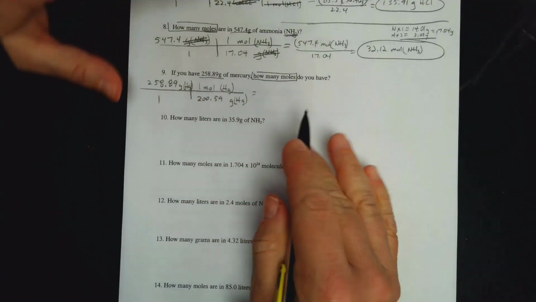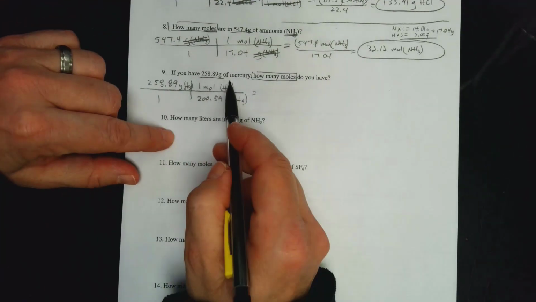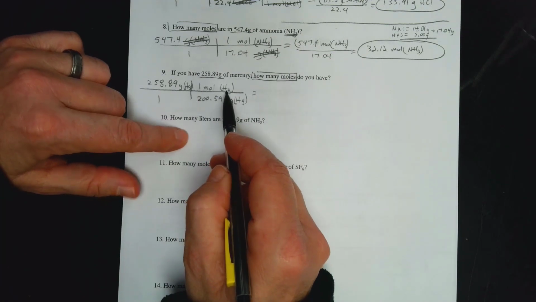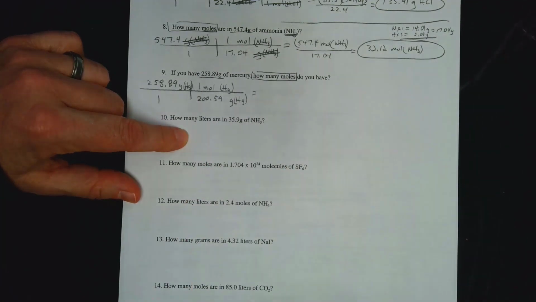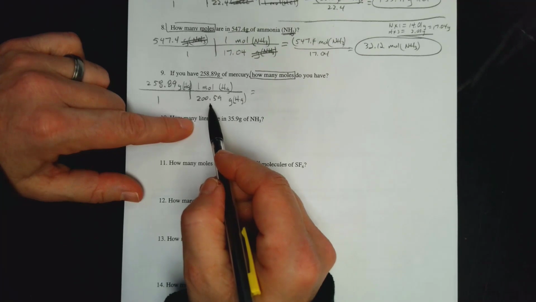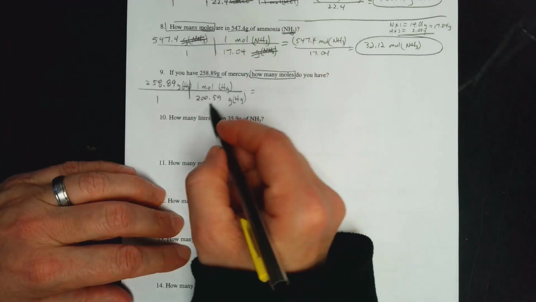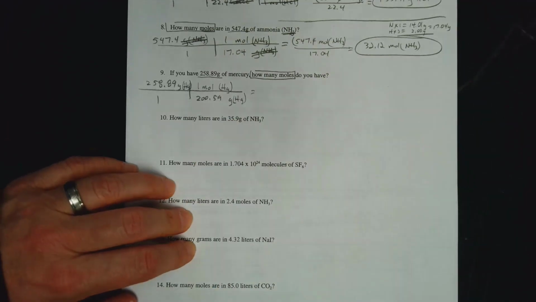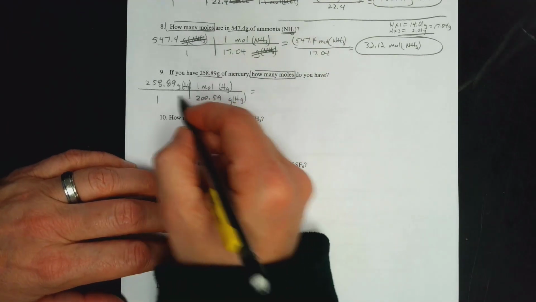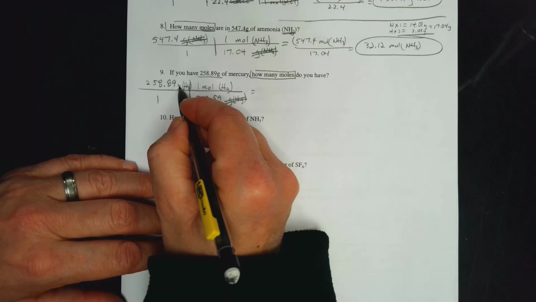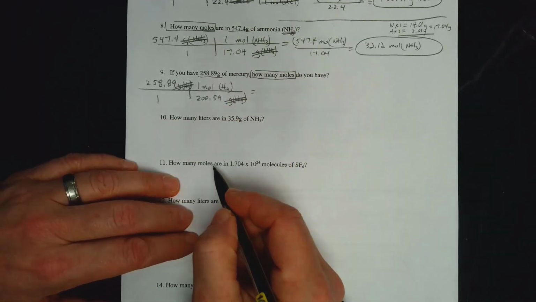Now I didn't have to add up anything, you guys. I'm dealing with a single element here, mercury, so all I have to do is look at the periodic table, and I'm going to be able to find that atomic mass right there. Okay? So again, 200.59 grams of mercury. I can cancel out my units of grams of mercury right here.